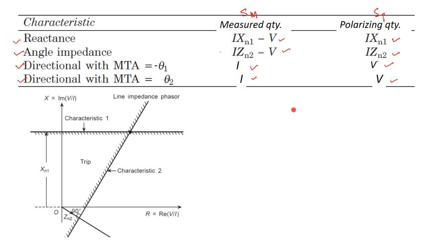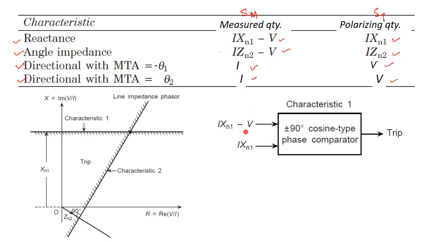Now, we will see how we can implement these. Let us consider first these two characteristics, characteristic 1 and characteristic 2. They are representing the reactance relay. When we implement the reactance relay with a cosine type of phase comparator, the measured quantity will be Ix1 minus V, and the polarizing quantity is Ix1, and then we will get the trip output. So, this is how we can implement the reactance relay, that is characteristic 1.